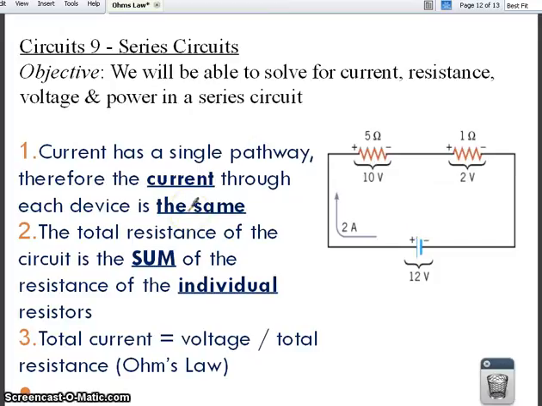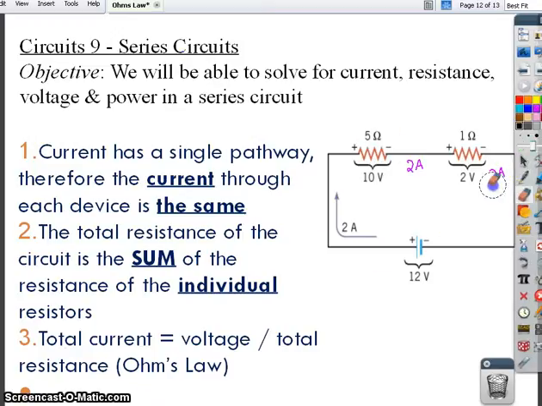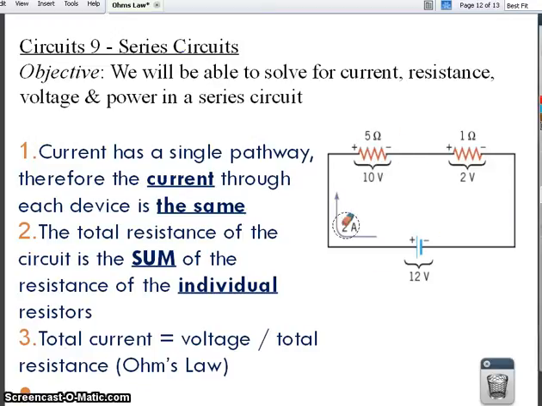And the current through each device is the same. So in this example, the current is 2 amps. We see it right here. That means the current is 2 amps right here, it's 2 amps right here, and it's 2 amps right here. The current through the whole thing is 2 amps because in a series circuit, current is constant.